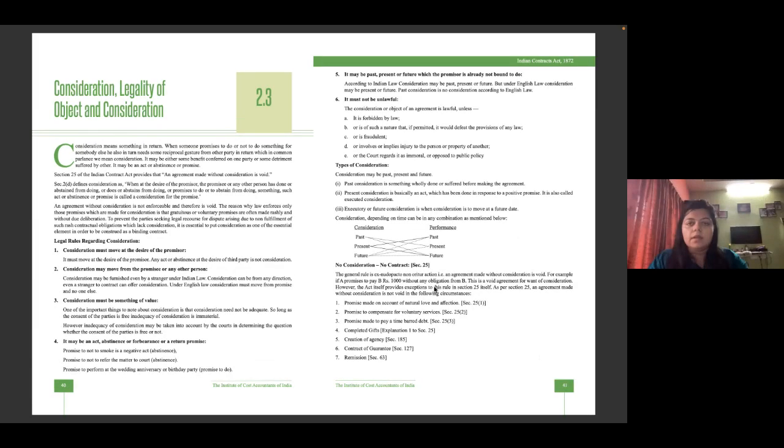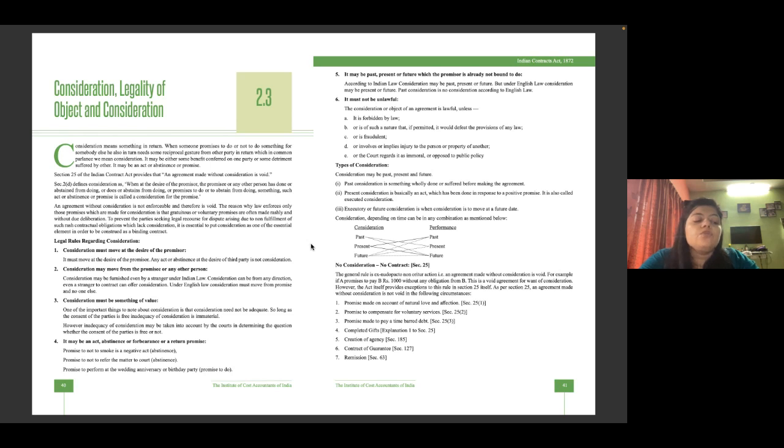When we talk about consideration, we say that a consideration is what drives a particular contract. Consideration is the reason for which a particular contract, in most circumstances, will be entered into. Considerations can be at the desire of the promisor. It can also move from the promisee to any other person.